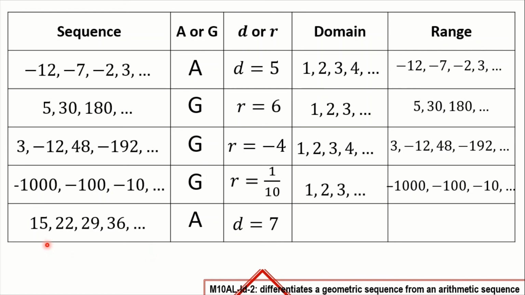So, paano nakuha ang 7? 22 minus 15, 29 minus 22, o kaya naman 36 minus 29. The domain, tandaan, di ba, ang sequence, function siya. So, yung input natin, or the domain, would be the set of positive integers. 1, 2, 3, 4, and so on. And ang output natin is the sequence itself, kaya ang range natin ay 15, 22, 29, 36.